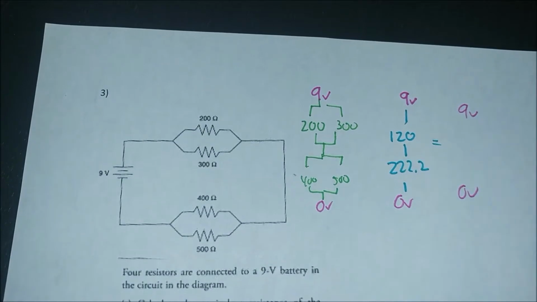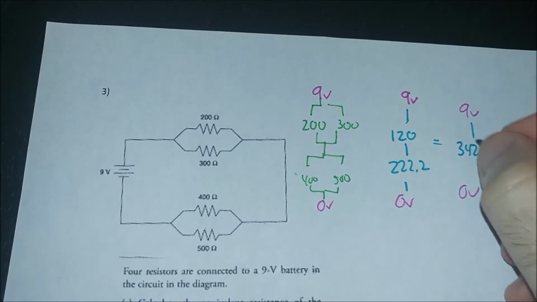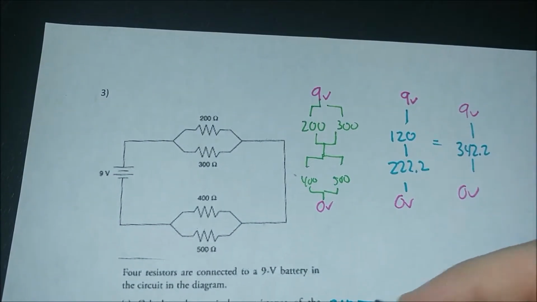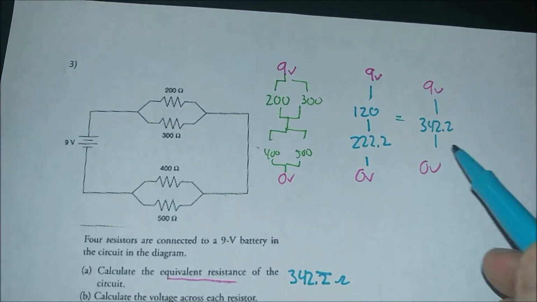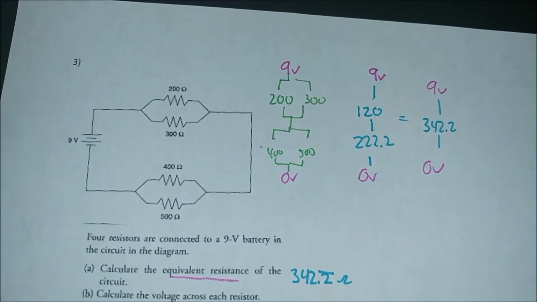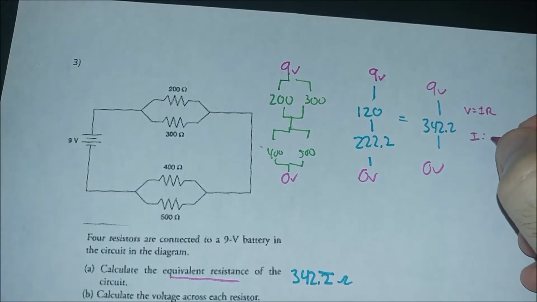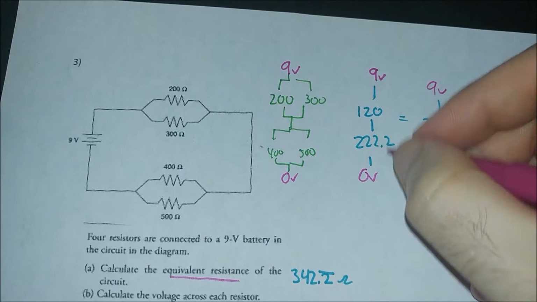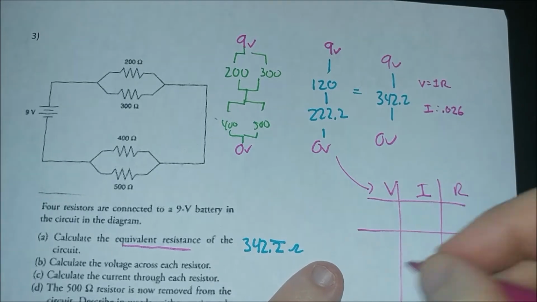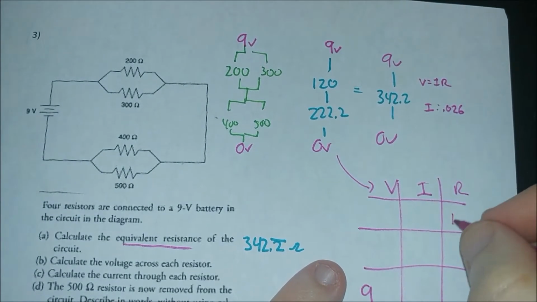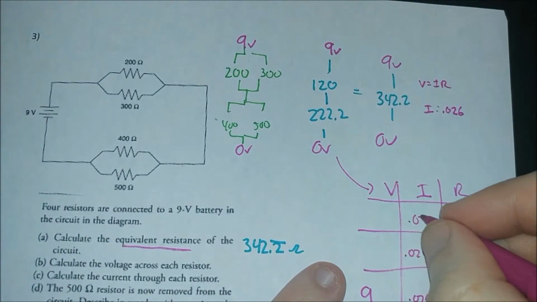Those two things are in series now, so I can combine them again and get, what, 342.2? Yeah, that's right. And so I could say that the total resistance is equal to 342.2 ohms. Now I want to calculate the voltage across each one. I'm going to make a new table based on my middle picture. The first thing I'm going to do is find the total current using the 342. And I find it to be 0.026, just using 9 volts and 342. I'm making a quick table here. 9 volts, 120, 222.2, 342, 0.026, and they have the same current, so 0.026, 0.026.